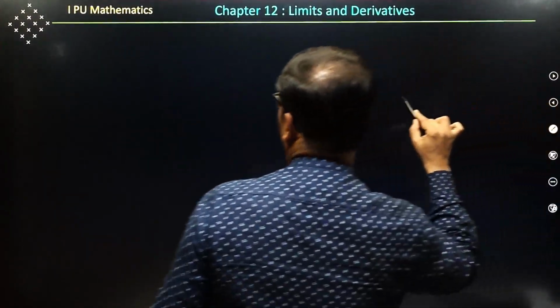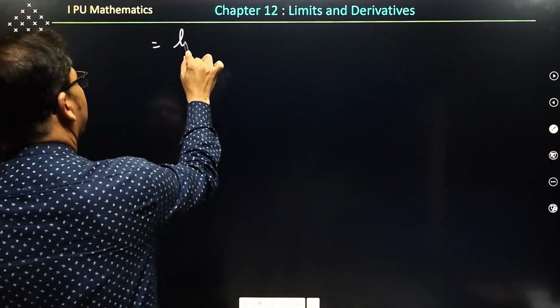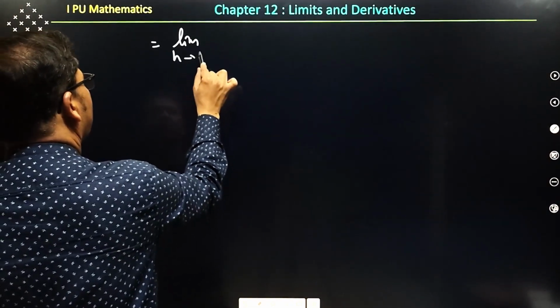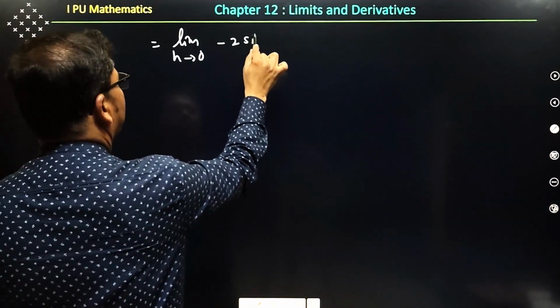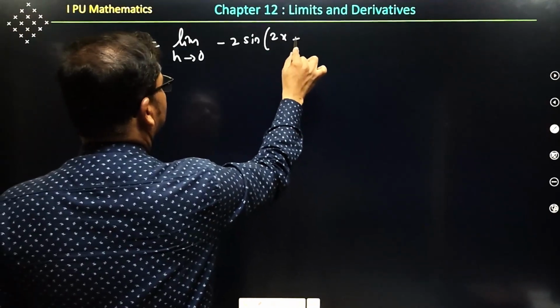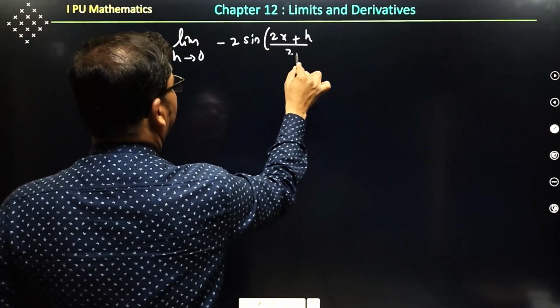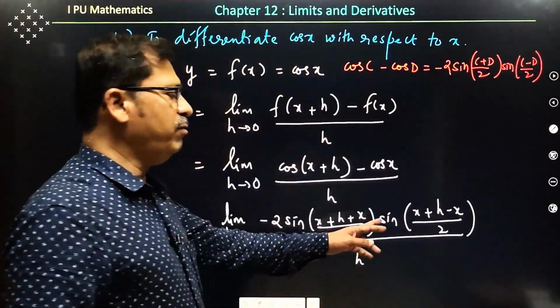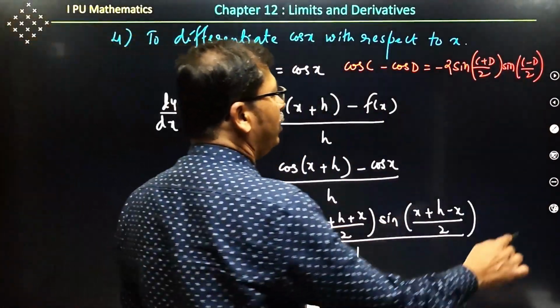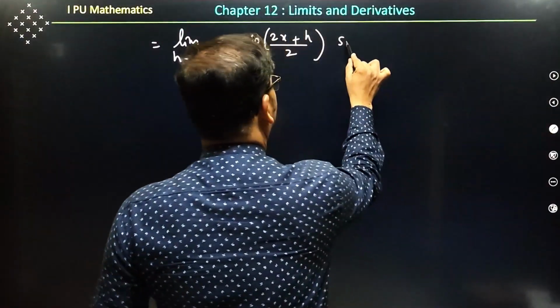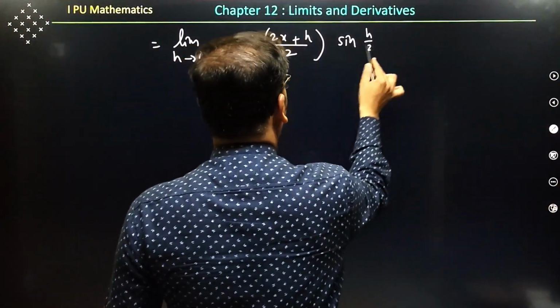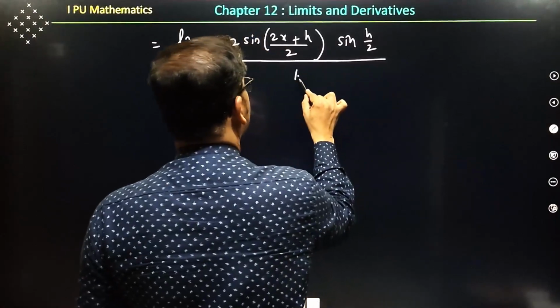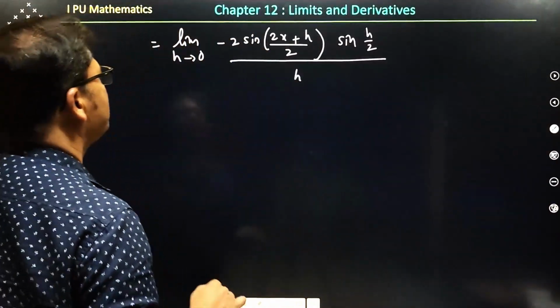Limit h tends to 0, this is equal to limit h tends to 0 of minus 2 into sin of (2x plus h x plus x) which is 2x, divided by 2. Now the second term, sin of x, x cancels, so it is sin of h by 2, whole divided by h. So simplify same as before.